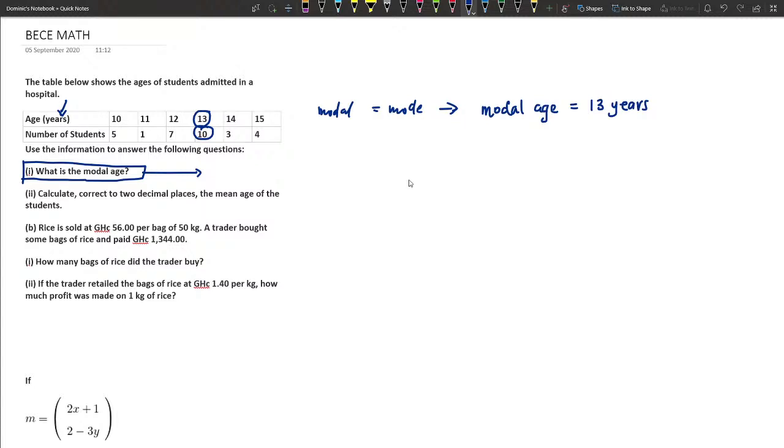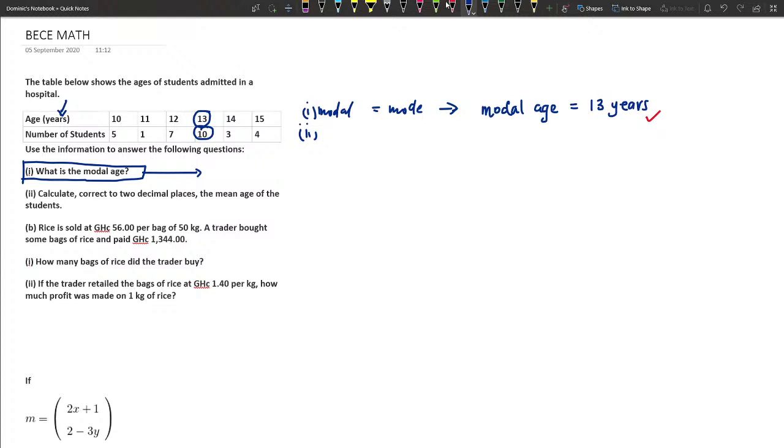Now another thing too is that if you don't want it this way, you can write a statement for it. So in a statement, the modal age is equal to 13, or the modal age is 13 years. That's a perfect statement you can write. But if you write this, it is actually correct. So I'm going to mark myself correct, and then we are going to move on. So that is our I. So let's say we've solved our I, we are going to go to our II.